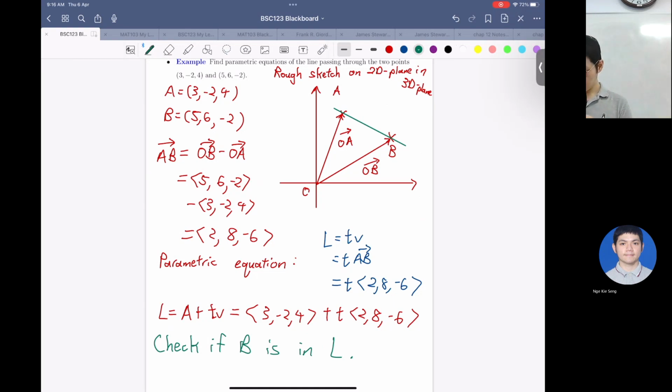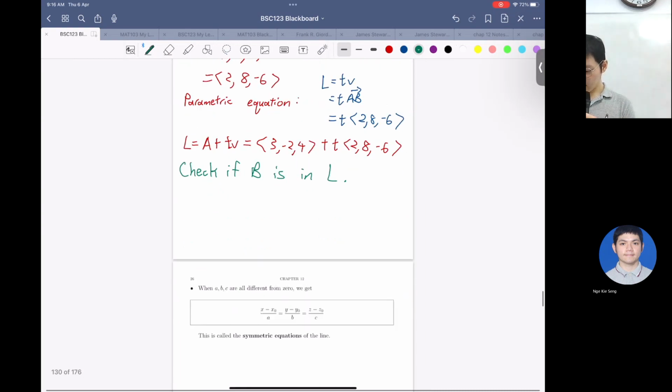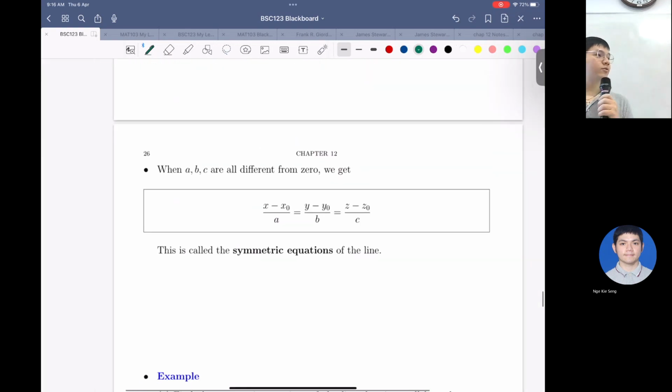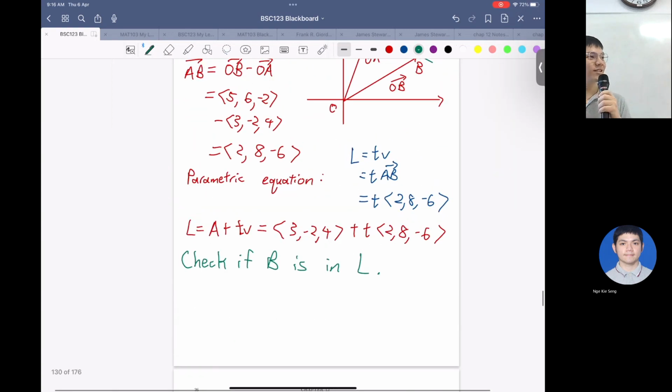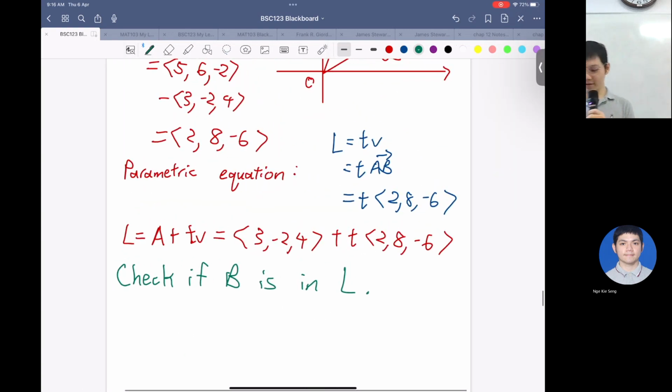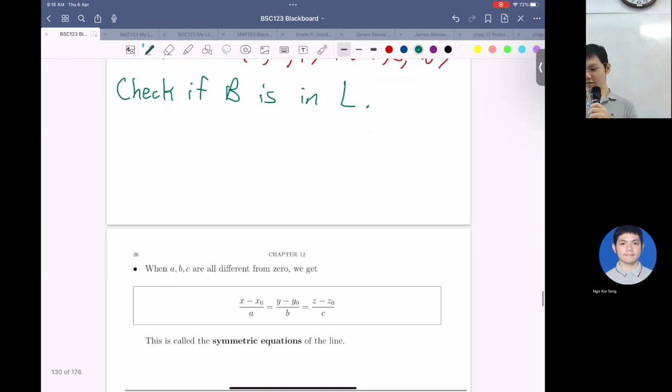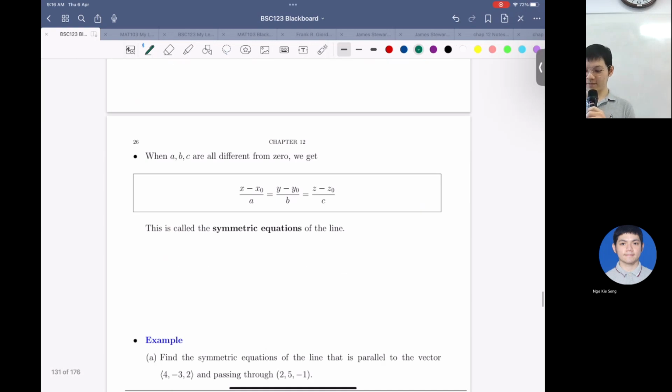Next, how to check B is in L? You let your (x, y, z) equal to B, and then you find t. You can do row reduction if you want.